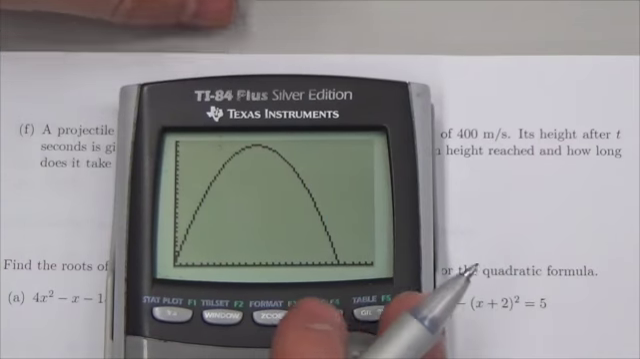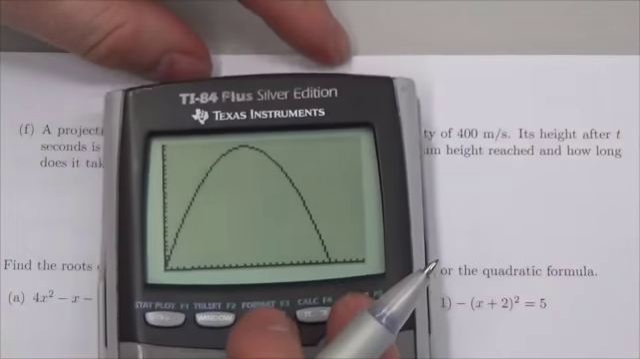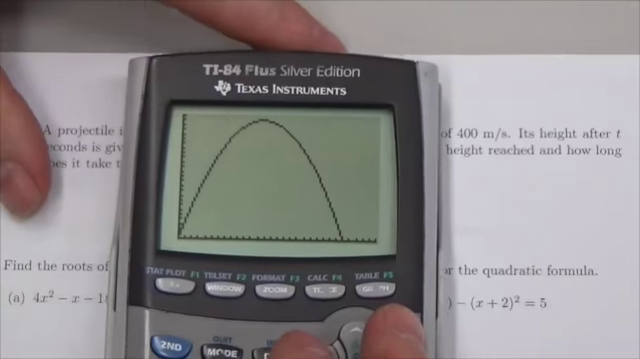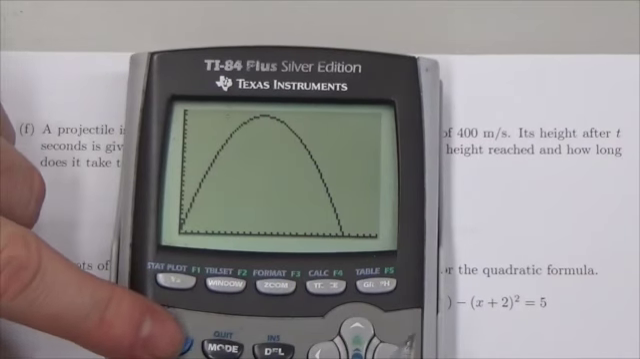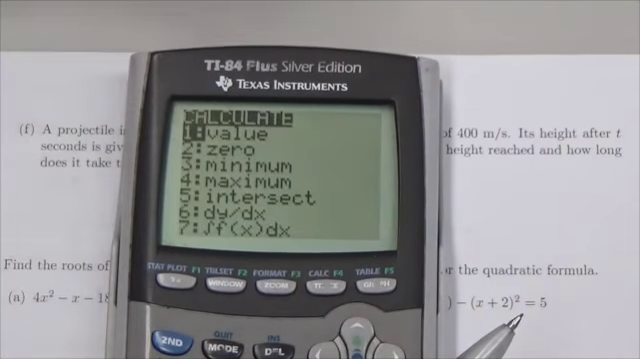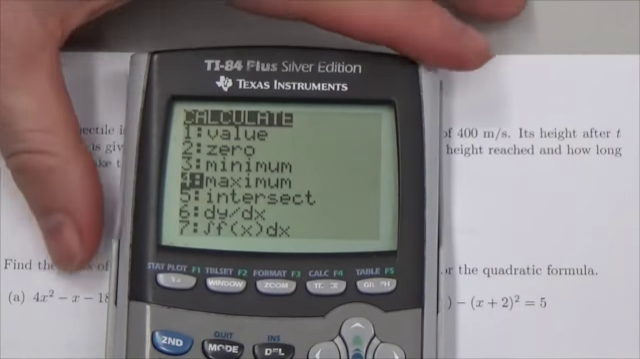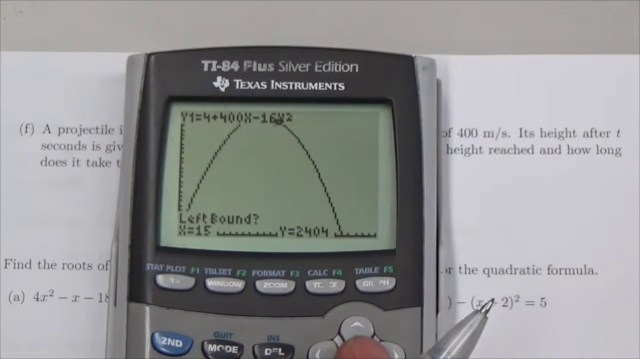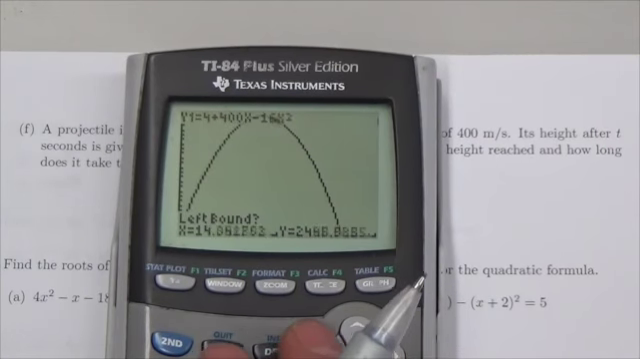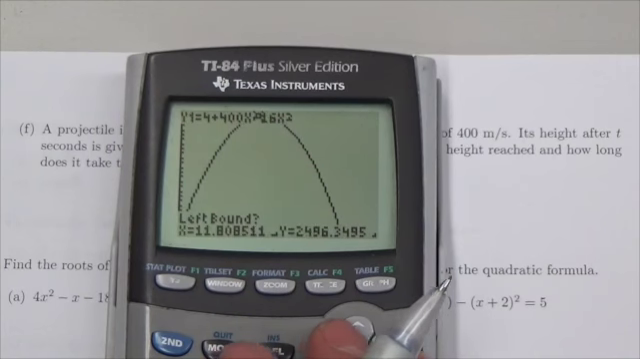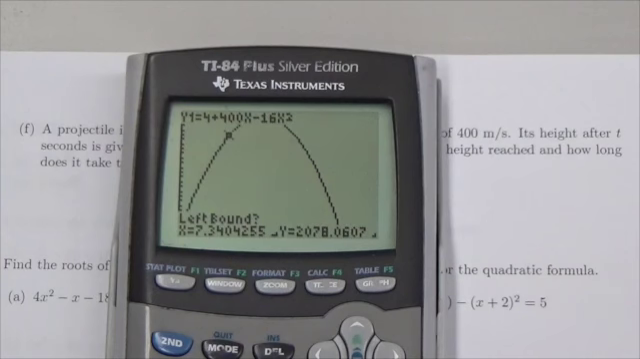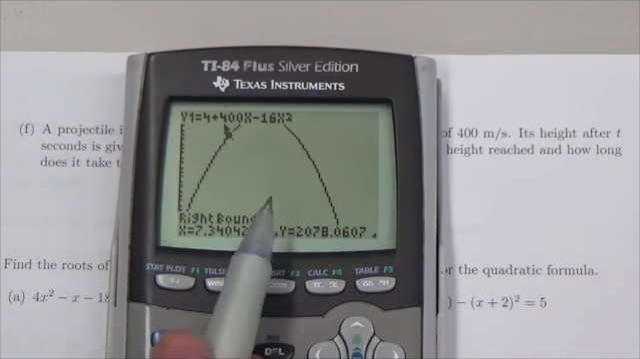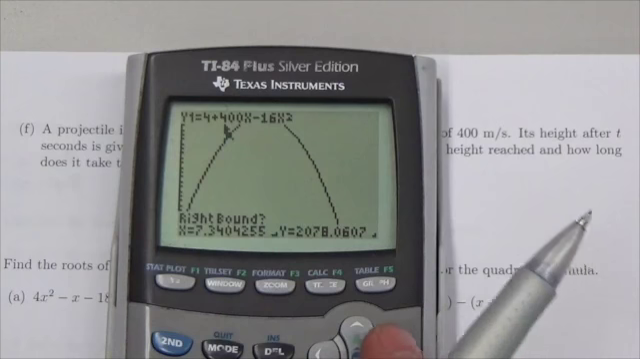Now, the question is asking for me to find the maximum height. So what I'm going to do here is press second and calc to get into the trace menu, and I am looking for the maximum value that the function gets to. So I'm going to choose number 4, and the calculator is now waiting for me to give it a left bound. What the calculator wants is, the maximum is way up there at the top. First of all, I'm going to move the cursor to the left of it, press enter. What that does is put a little triangle mark there.